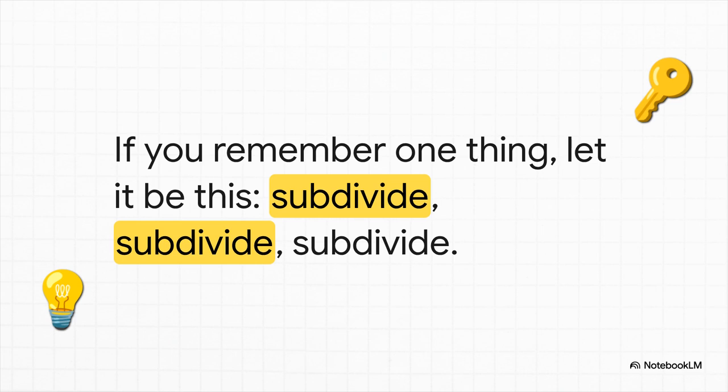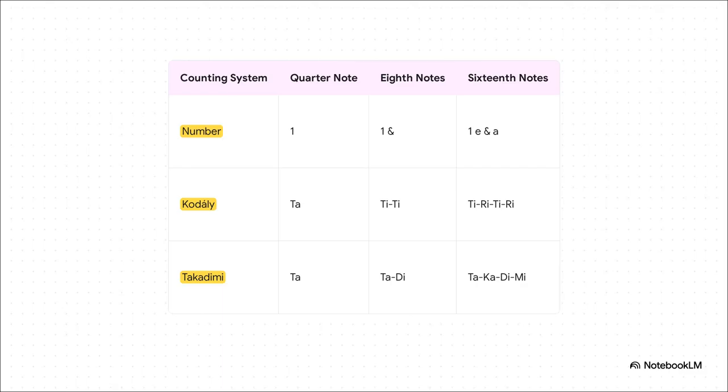You have to subdivide. Now, to subdivide, you kind of need a system. The number system, 1 and 2 and, is probably the one you've heard the most. But there are other methods like Kodály or Takadimi that use syllables that can really help you internalize the feel of the rhythm. Honestly, it doesn't matter which one you use. The whole point is to give a name to every single sound you hear. Just pick one that clicks for you and stick with it.